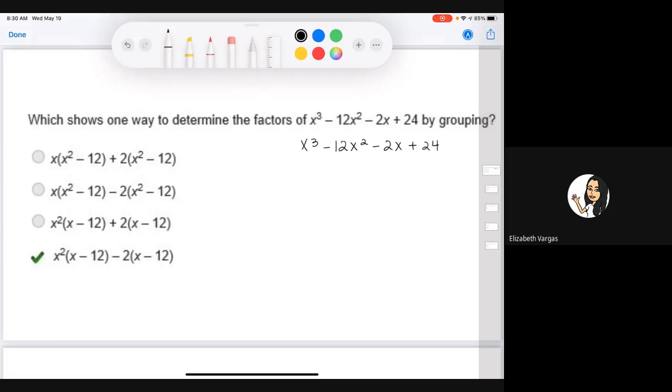And now we're going to group it. And so in order to group it, we're going to go ahead and make them smaller. So split it up. We're going to factor out this equation on this side and this equation on this side. So now we're going to go ahead and factor.